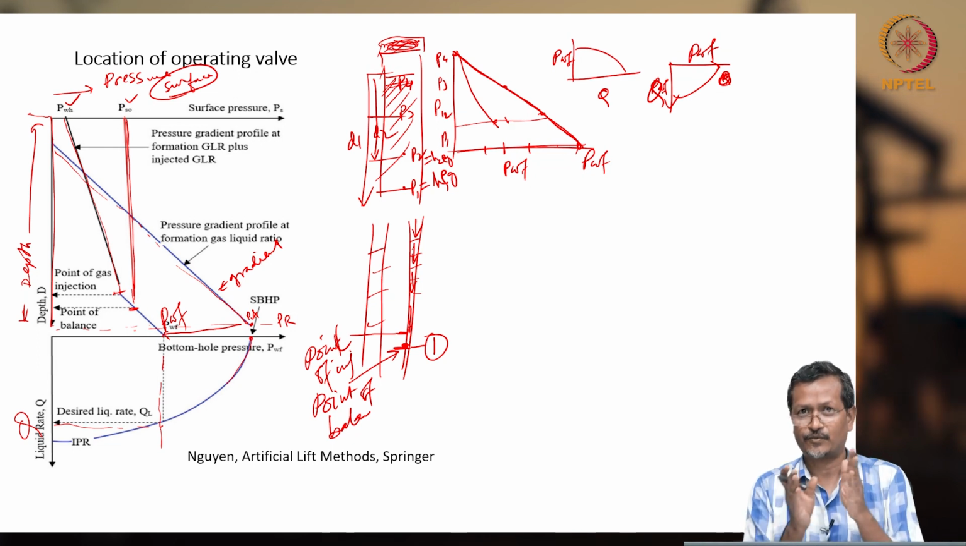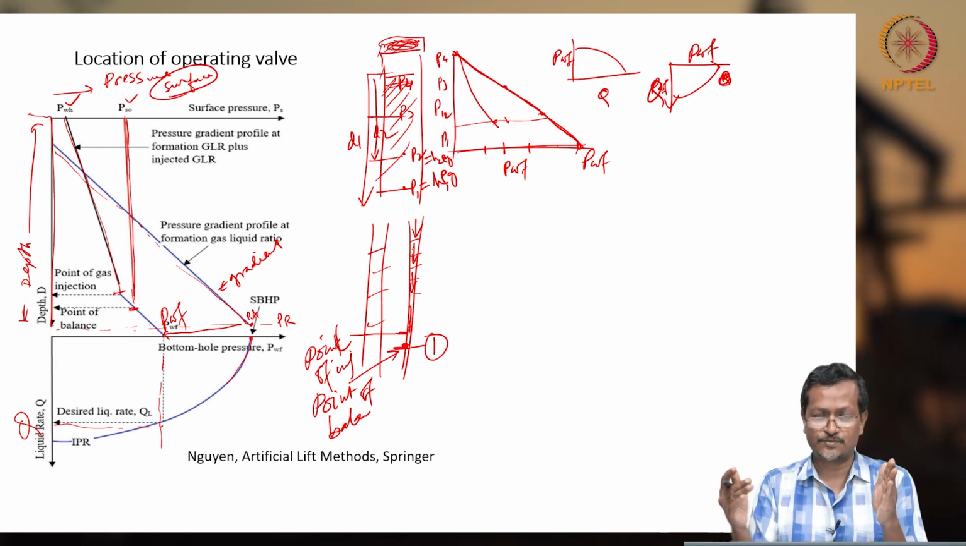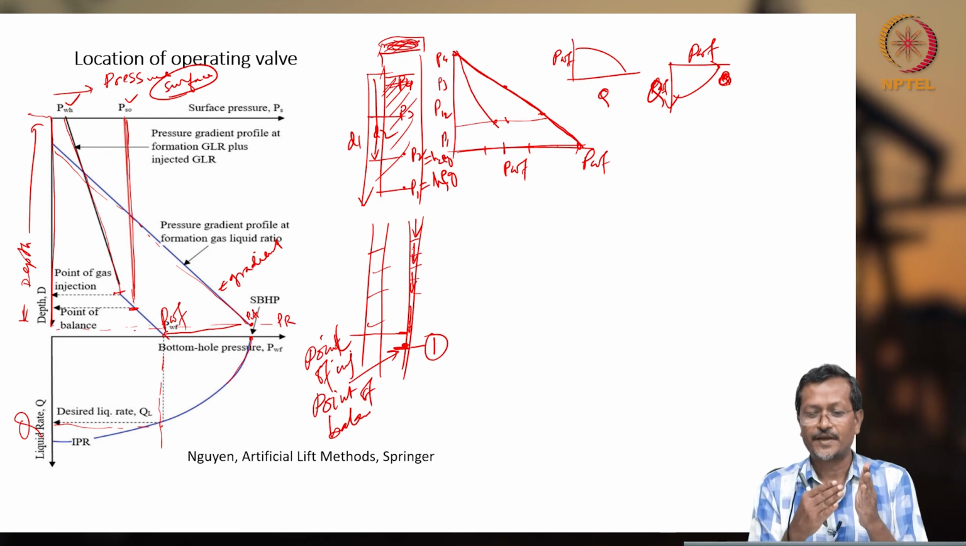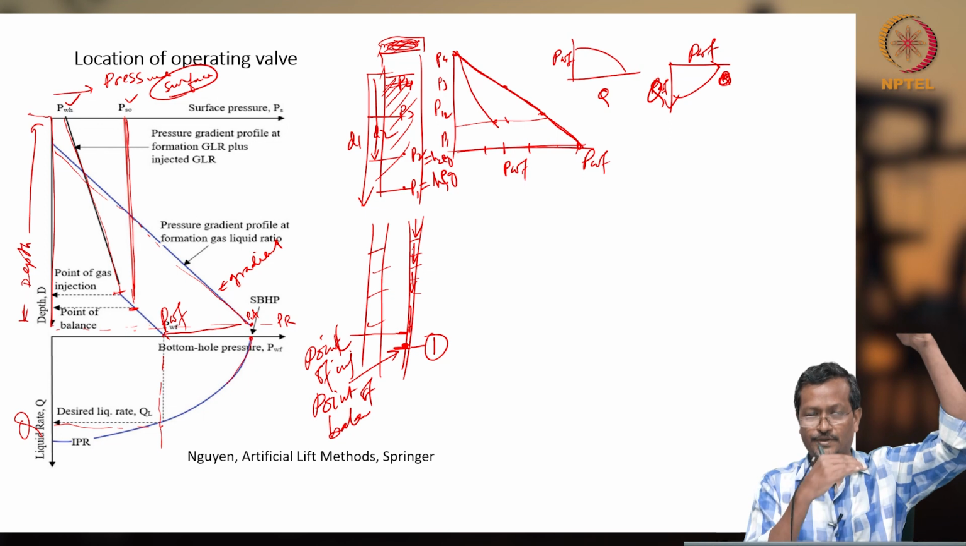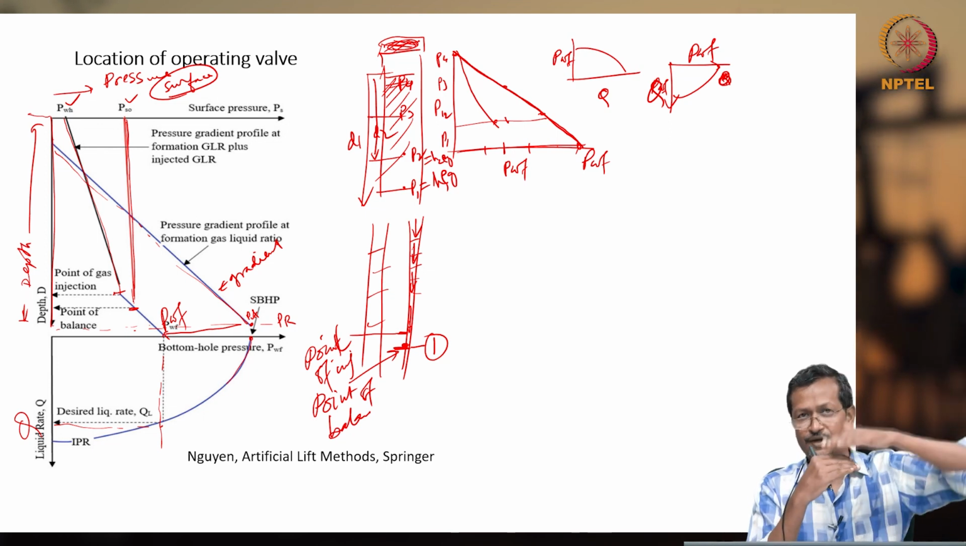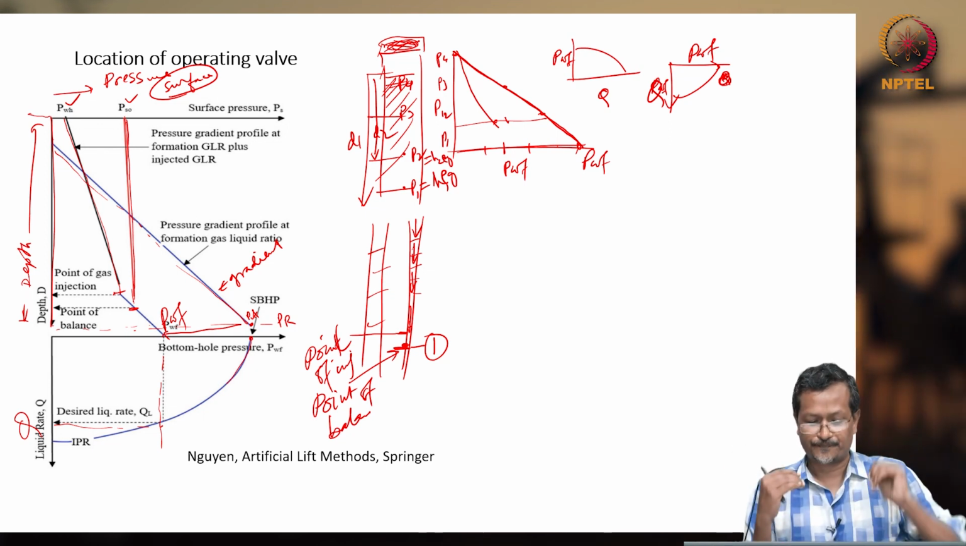PWF change means your drawdown changes, which means more fluid will be coming into the wellbore, but your hydrostatic pressure from the top to the point of injection is reduced. So you are getting more production, and PWF also changed.